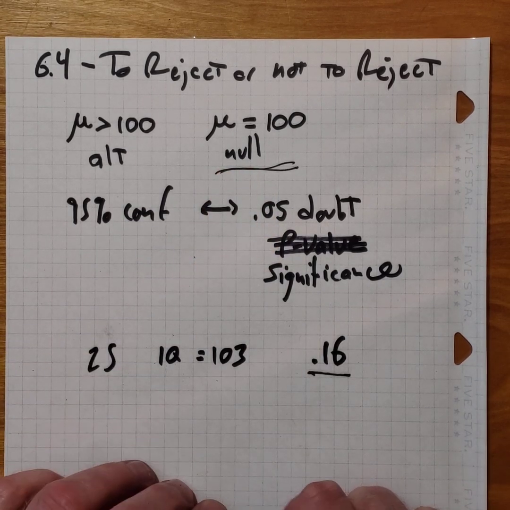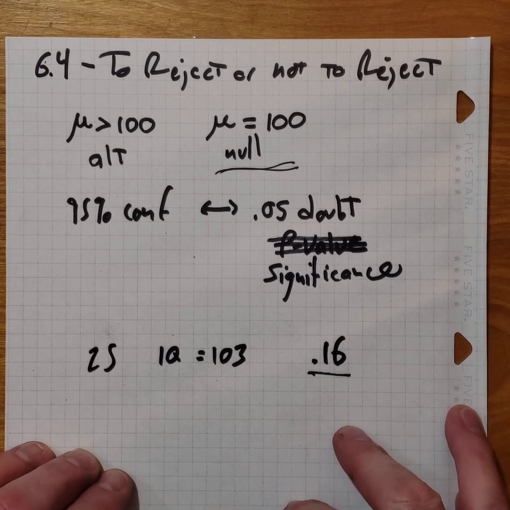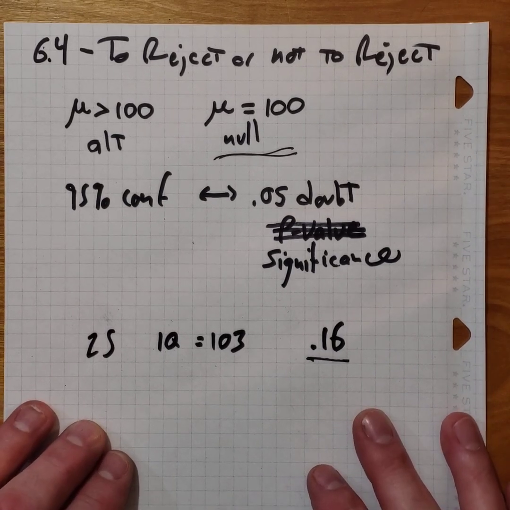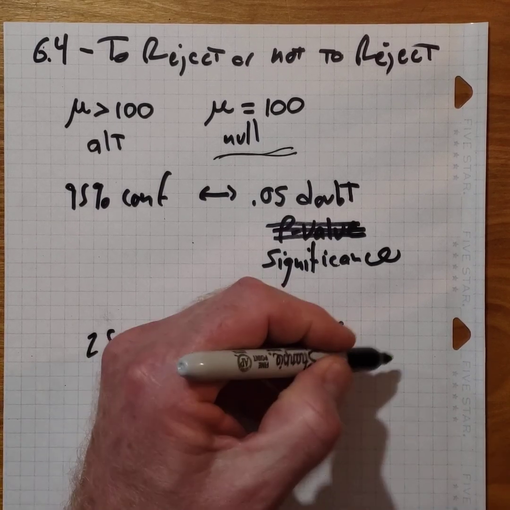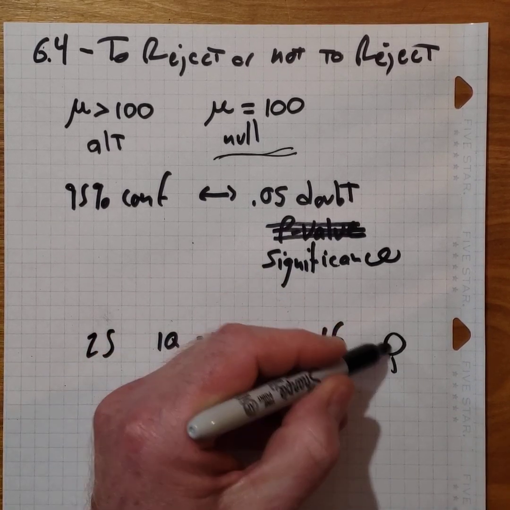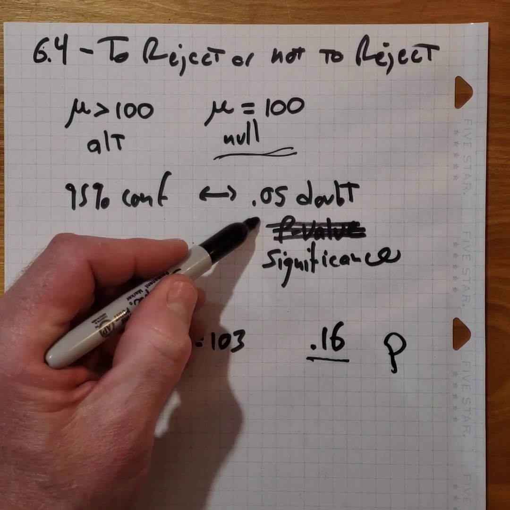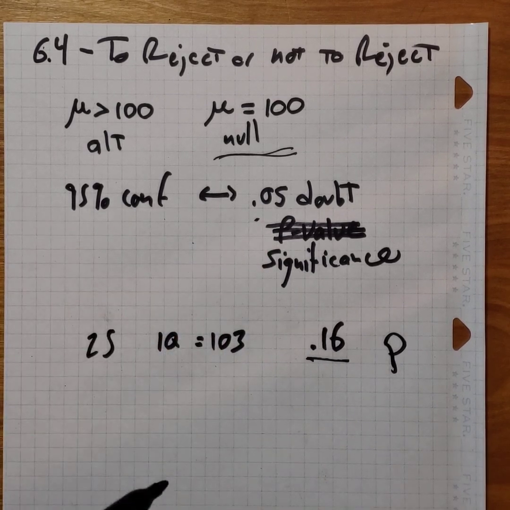I'm not going to write these words down because it takes too much time. You want to write that down. If our p-value is greater than our significance level, then we fail to reject the null hypothesis.